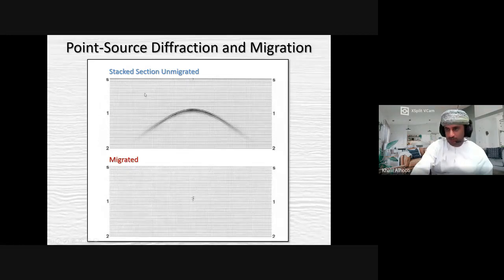For example, the image you see, this is a repetition. Actually, I'm just repeating myself. I believe I completed this part the last time. So here, the upper figure is showing a point, but the point is depicted as a diffraction hyperbola. After migration, all of the energy will be collapsed back to the point it diffracted from. That's the diffraction point. It's only one trace.